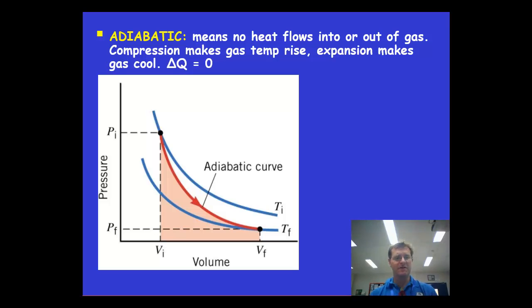Adiabatic is another change, and adiabatic means that no heat flows into or out of the gas. Compression makes the gas temperature rise, expansion makes the gas temperature cool, but there's no heat flow going in and out. Here we have an adiabatic curve, and we've gone from one temperature to another temperature, and this area in red is the work done from that change.